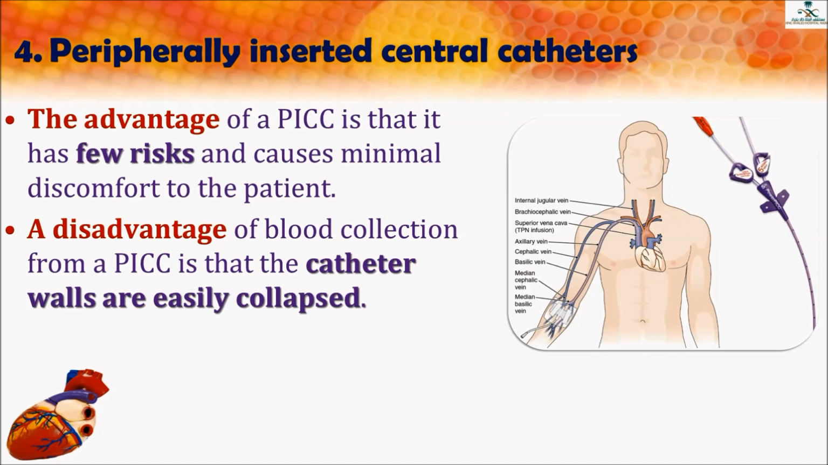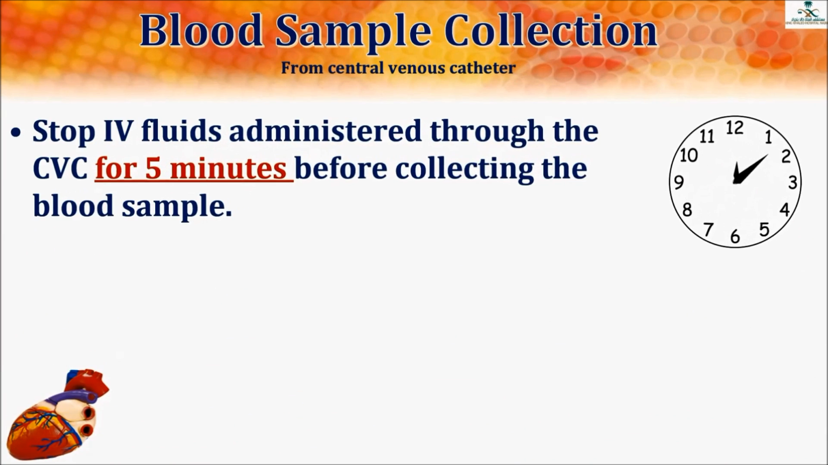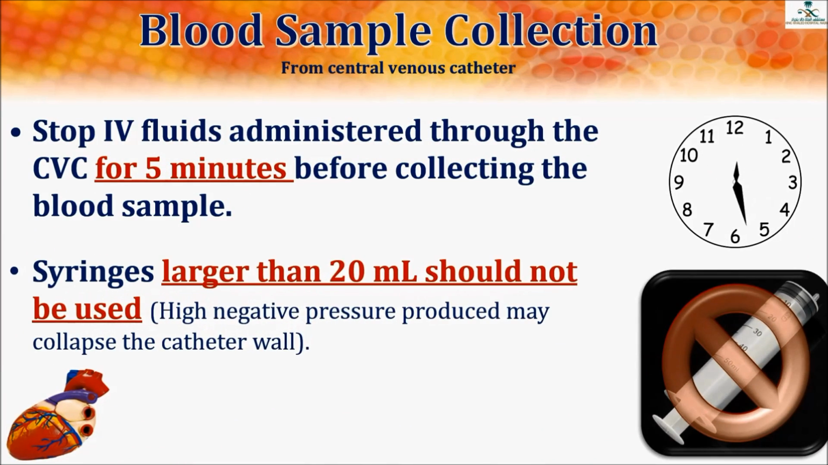The advantage of a PICC is that it has few risks and causes minimal discomfort to the patient. A disadvantage of blood collection from a PICC is that the catheter walls are easily collapsed. Blood sample collection. Stop IV fluid administration through the CVC for 5 minutes before collecting the blood sample. Syringes larger than 20 ml should not be used.